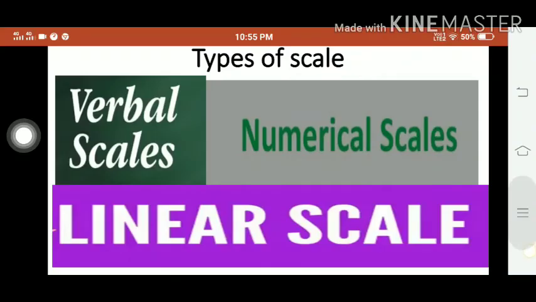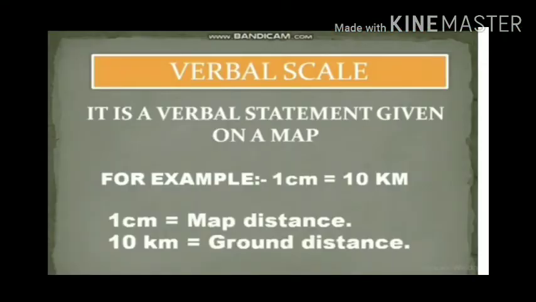Next we will see types of scale. There are 3 types of scales: verbal scale, numerical scale, which is also known as representative scale or fraction, and the third one is linear scale. First we'll study what is verbal scale. Verbal scale is just a simple statement made at the bottom of the map.